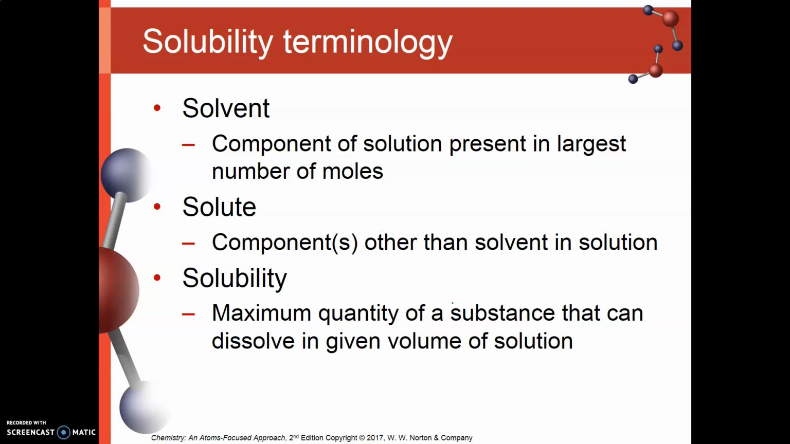The last piece that we want to look at is solubility. What determines what dissolves in what? Now, a little bit of terminology that goes along with this. Solvent and solute. Solvent is basically the substance that does the dissolving. Solute is the substance that is dissolved in the solvent. Easiest way to think about it, solvent is the stuff that's there in the biggest amount. Solute is just everything else.